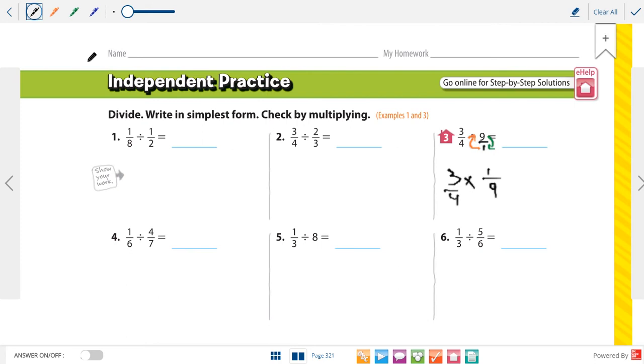Now some of you may be saying, but Mr. Hurd, you can cross reduce. Yes, you can cross reduce on this one. I'm going to show it first. For those of you that would have done it this way, you would get 3, and 9 times 4 is 36. So you would have got 3/36.